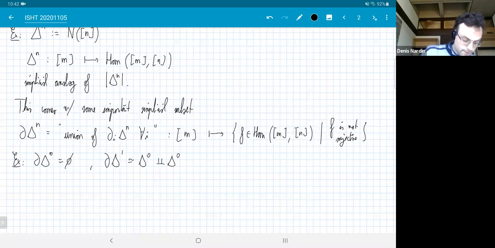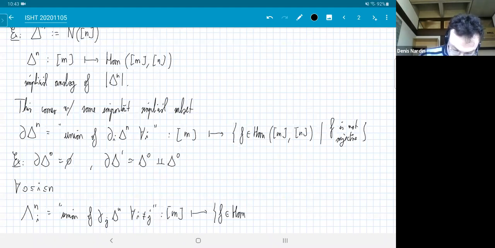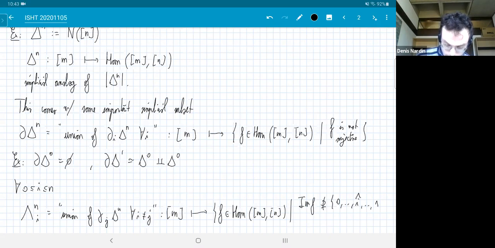Okay, that's one important example. And let me give another important example, and then I'll stop for questions. So for every i, you can take also the horn, which is the union of delta^i delta^n for every i different than j, all the faces delta^j, all the faces except the i-th. Concretely, this means those f, only instead of being surjective, the image of f does not contain the subset that's obtained from [n] by removing the i-th vertex. That would be like the image of the i-th face, and we don't want that in the image of f.